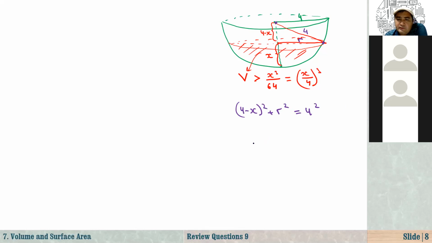And after that, the volume V will be equal to 4 over 3 times pi times x. We have to show that the volume is greater than x cubed over 64. And how do you find the volume? The volume is that much. It's not the circle.